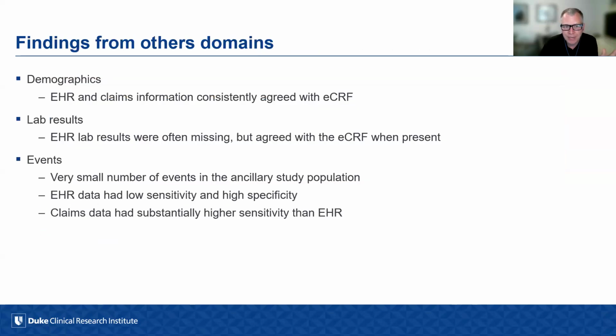Demographics, of course, always matched, no big deal. Lab results from the EHR data agreed when they were present, but they were often missing. And it was hard to say anything about events because, again, with 200 patients and rare events, we just had very small numbers in order to say anything. But again, we kind of saw maybe the claims data did a little better on that because it's a comprehensive thing there.